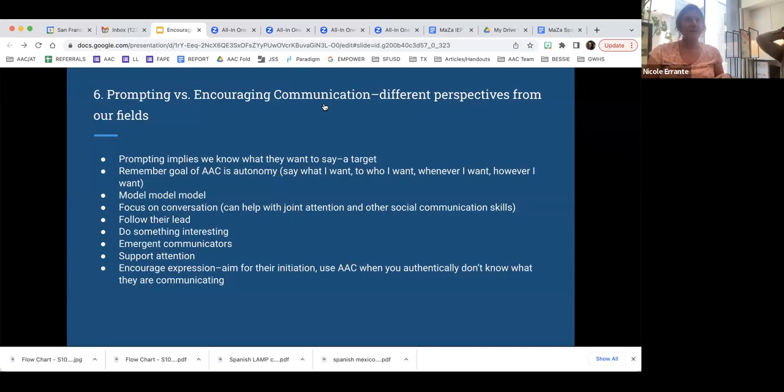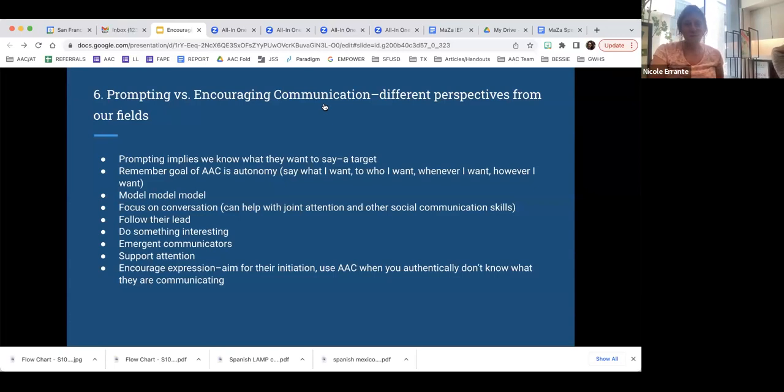So if I see the student is reaching for juice, I might model, oh, juice, you want some juice. But I'm not going to make them feel like they have to say it. But you are following their lead and modeling a word that you think they are trying to say.